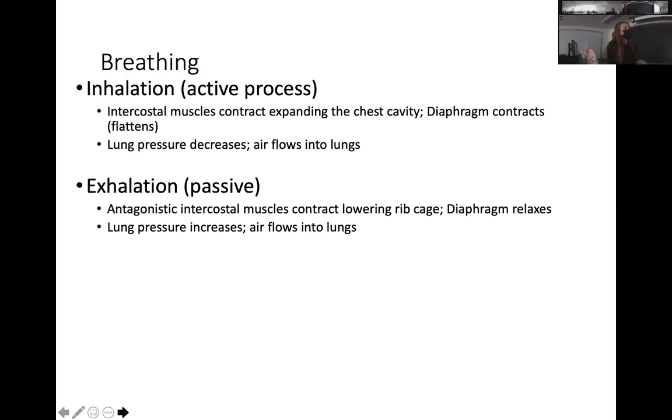Inhale, so it's an active process. The intercostal muscles contract. We talked about that, expanding that chest cavity. The diaphragm moves down, flattens, the lung pressure decreases, and the air flows into the lungs because we're pulling down on this balloon, okay? Then the passive exhalation process is where the intercostal muscles contract the lower rib cage. They're contracting on your lower rib cage and it's moving that diaphragm to relax, pushing the air out of your lungs.